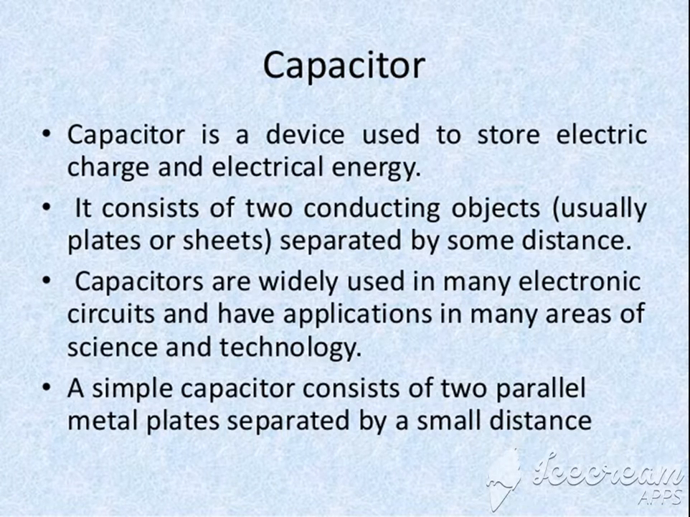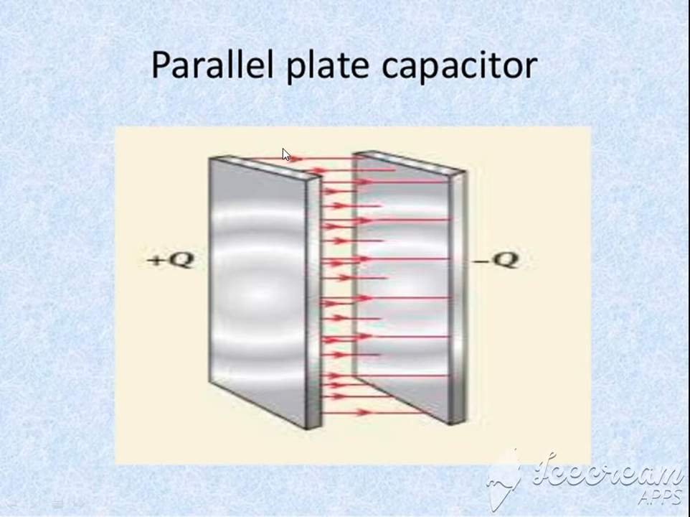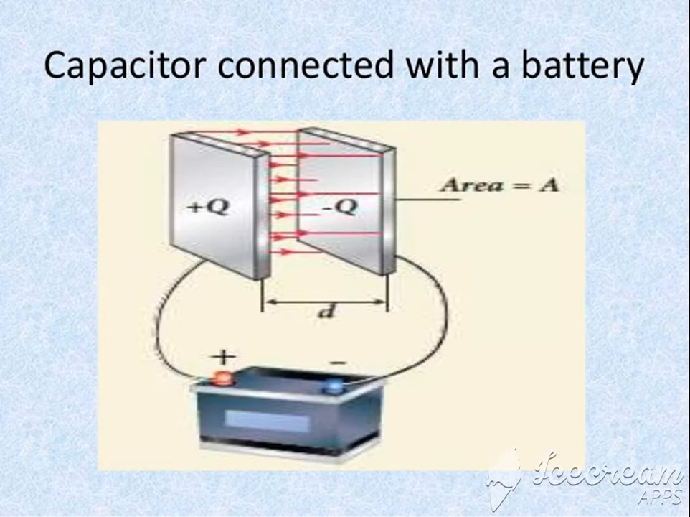Capacitors are widely used in many electronic circuits and have application in many areas of science and technology. A simple capacitor consists of two parallel metal plates separated by a small distance. See, this is what a parallel plate capacitor looks like, which has two parallel sheets. In this diagram, you can see it is connected to a battery.